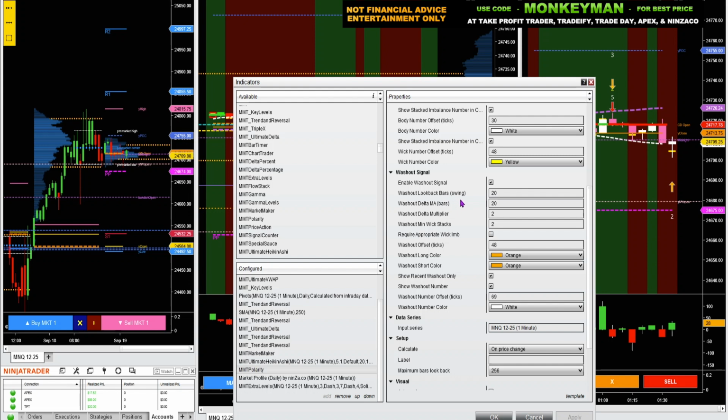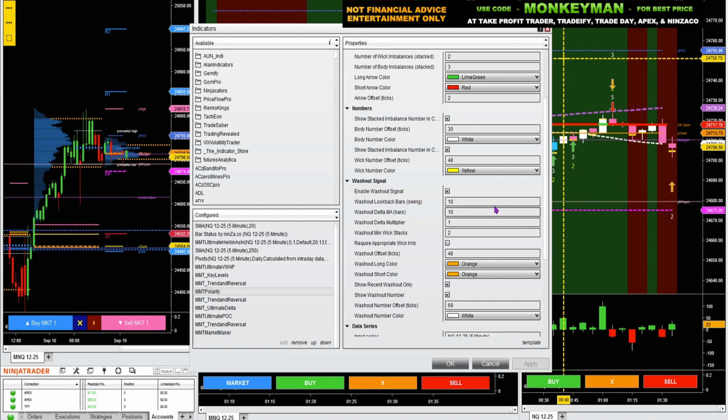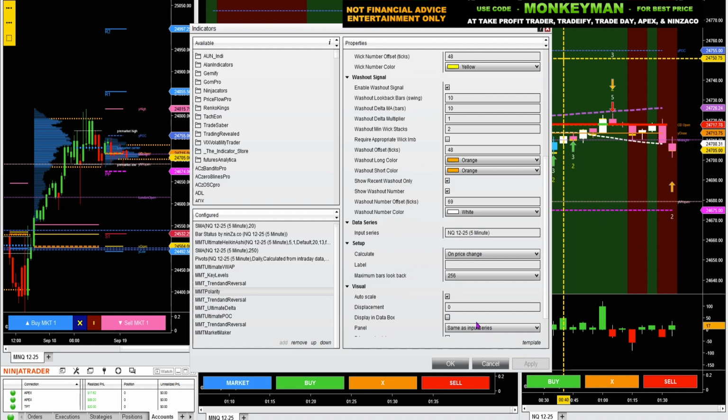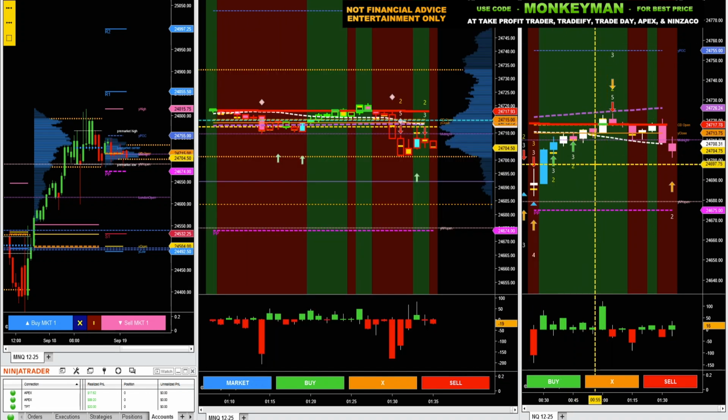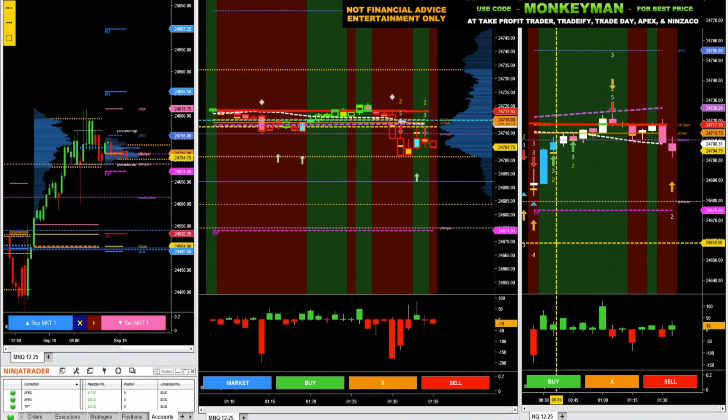With the default settings on a 1-minute chart, you can start to get a lot of signals potentially, at least when it's calculating on price change. For the 5-minute settings, I've got the default 10, 10, 1, and 2. This is on price change as well, but on the 5-minute, the washout signals don't get too out of control.